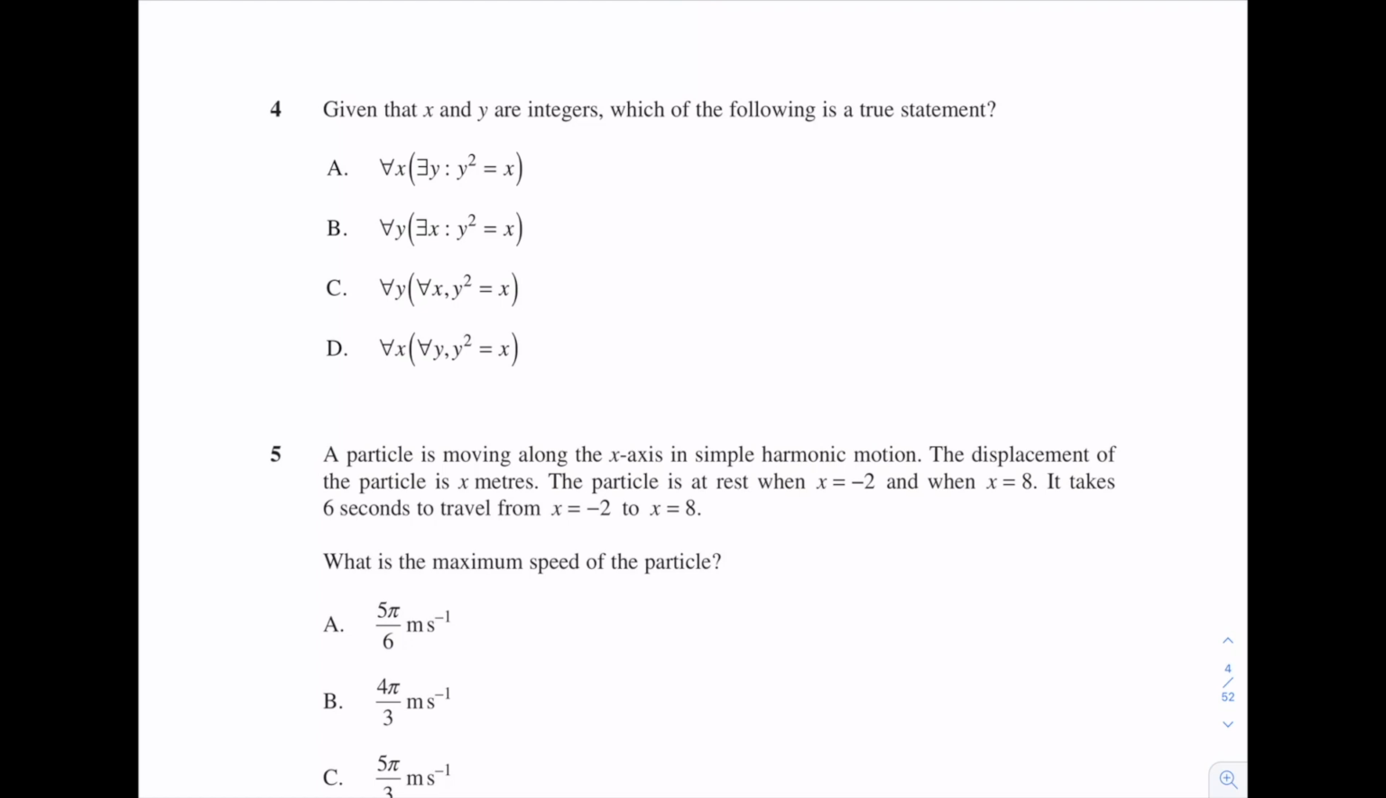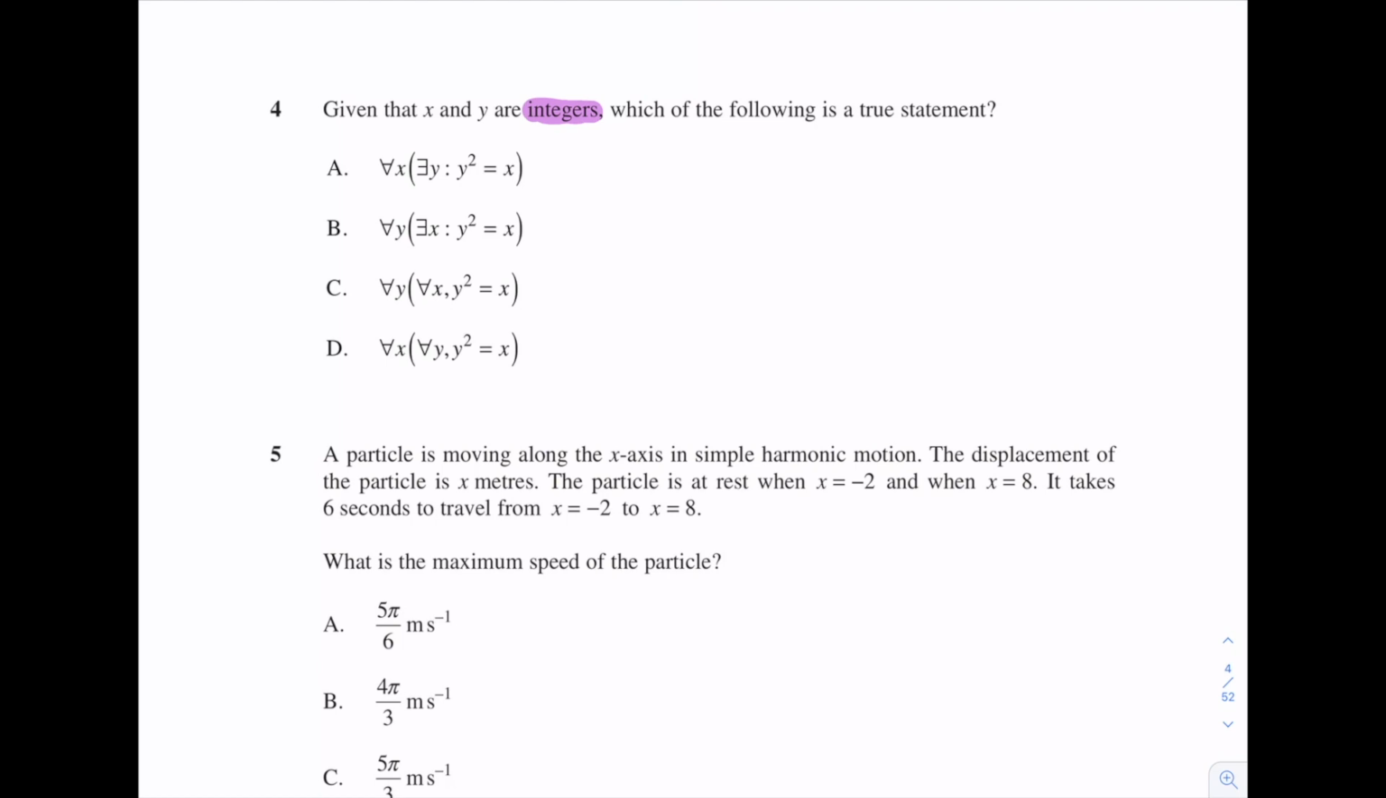Okay, for every x, there exists a y such that y squared equals x. For every x, there exists a y. Okay, so the key bit here is this word, integers. x and y have to be integers. Now we can easily come up with a counter example for the first option here.